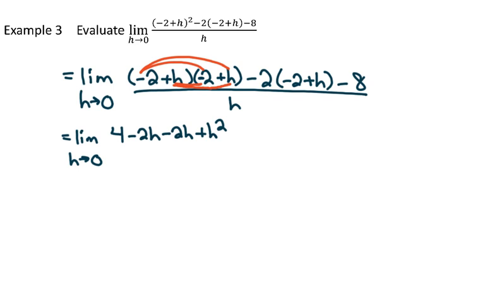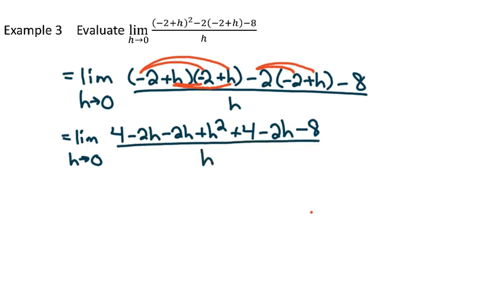Continuing on, this minus 2 needs to get distributed into that bracket, so negative 2 times negative 2 would be plus 4. And again, negative 2 times h would be minus 2h. And we have the minus 8. That's going to carry on at the end. And we're all over h.